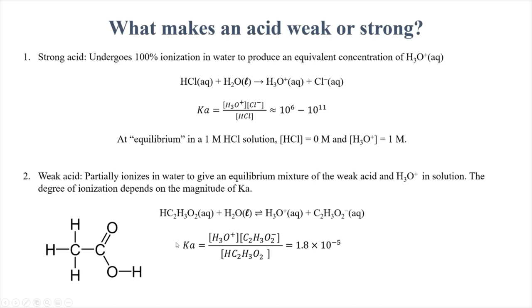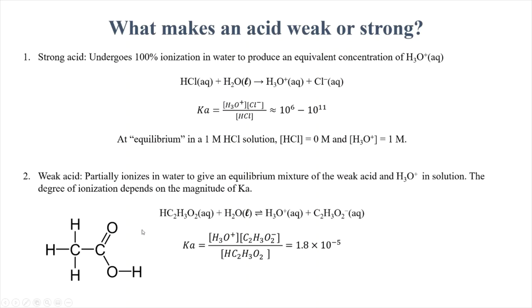And again, we have our Ka expression. So the Ka in this case is equal to our products, which is the acetate anion and the H3O+, and then our weak acid down on the bottom. And in this case, the Ka value for acetic acid is 1.8 times 10 to the minus 5. So you can see the massive difference here. There's many, many, many orders of magnitude difference in these values. This is a relatively large number. This is a relatively small number. So you can imagine that if this is ionizing 100%, this is not going to be ionizing 100%.